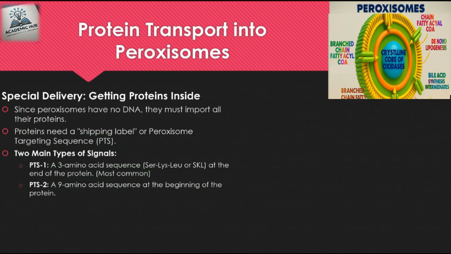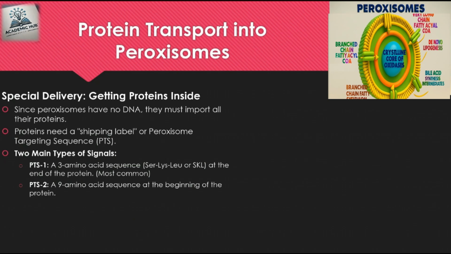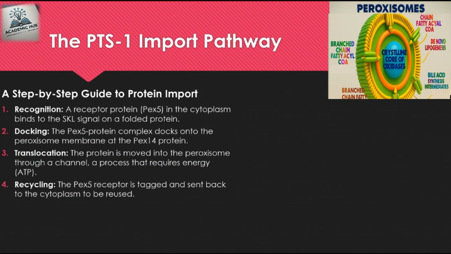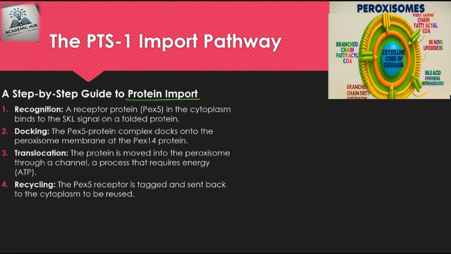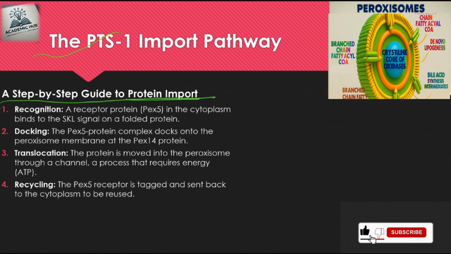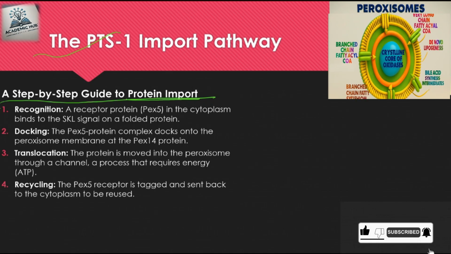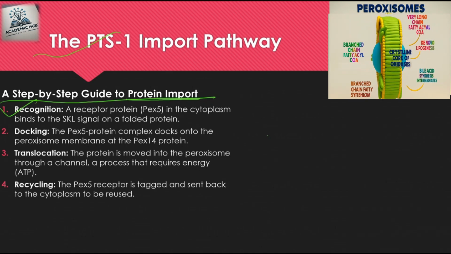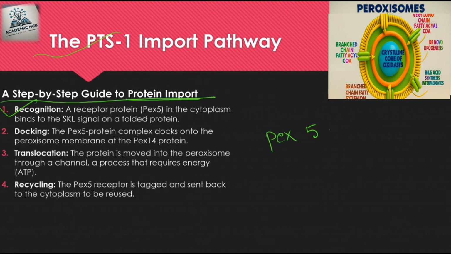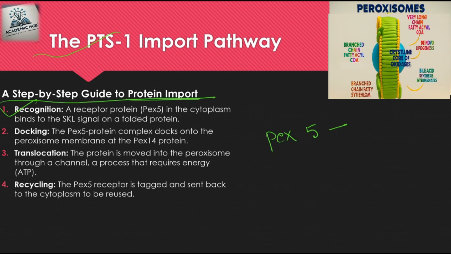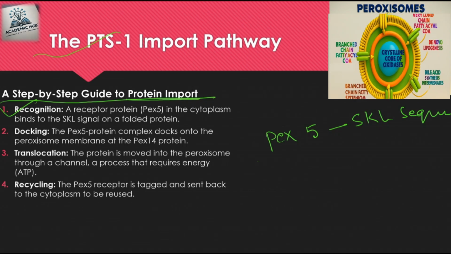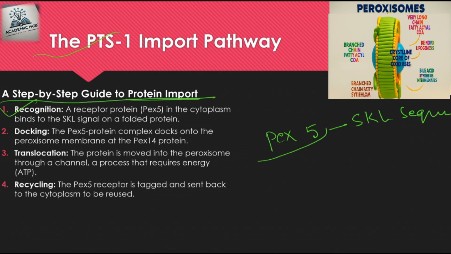The process of protein transport for lumen proteins by the PTS1 pathway is a multi-step mechanism. A step-by-step guide to protein import: how the protein is imported to peroxisomes. The PTS1 import pathway. In recognition, in the cytoplasm, a soluble receptor called PEX5 recognizes and binds specifically to the protein's SKL sequence. The protein can be in its fully folded state when it binds to PEX5.